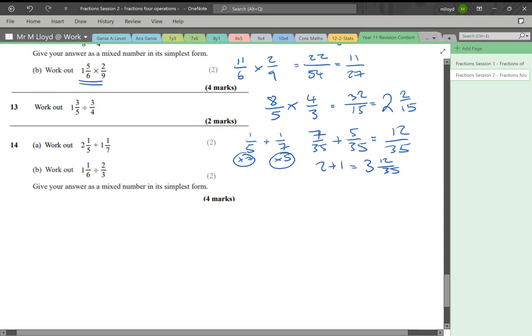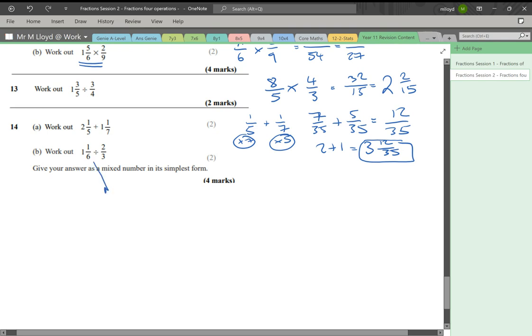So 3 and 12/35, and that is our answer there. Okay, part B, last bit. Let's convert that. We've got 7/6. Keep, change, flip. So that's going to be a times by, and we have 3/2. I can cancel these before we get going. So these divide by 3. Give me 2 and 1. 7 times 1, 7. 2 times 2, 4. And then we simplify that into 1 3/4.